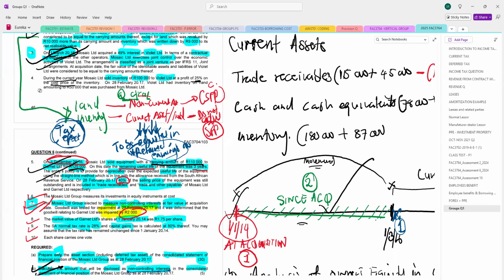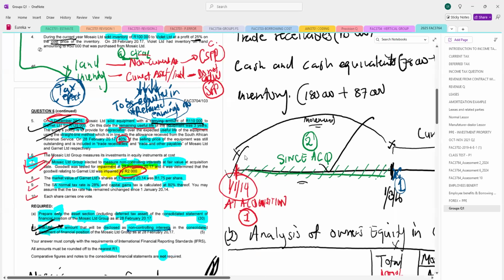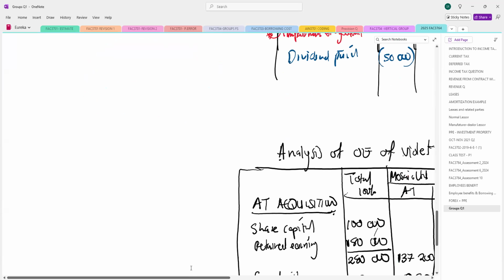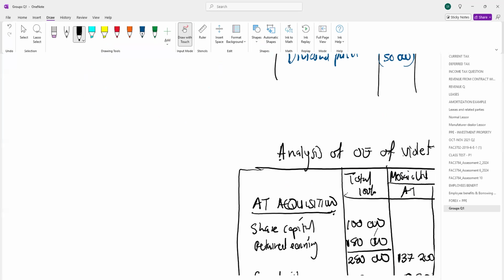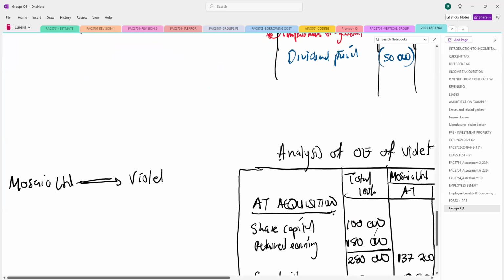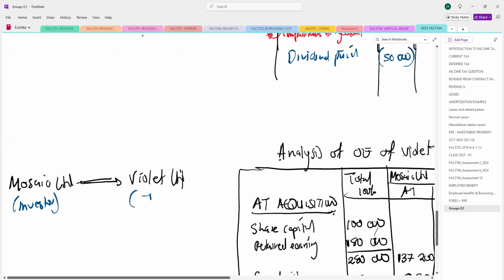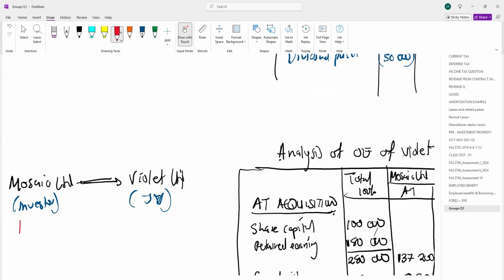Okay, so let me now show you how you're going to do this. So Mosaic sold to Violet. I need space. Let me work on this side. Okay, so we are saying Mosaic Limited sold to Violet Limited, right? So it means the investor is Mosaic, and Violet is the joint venture. Okay, very important. So Mosaic is the one making the profits, and Violet is receiving the inventory.